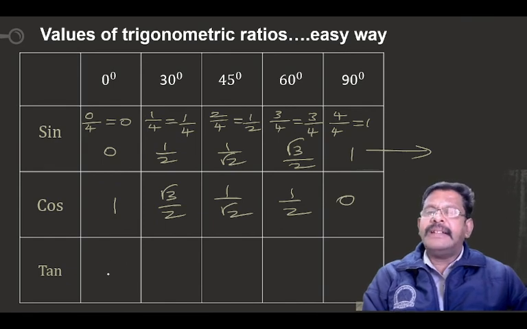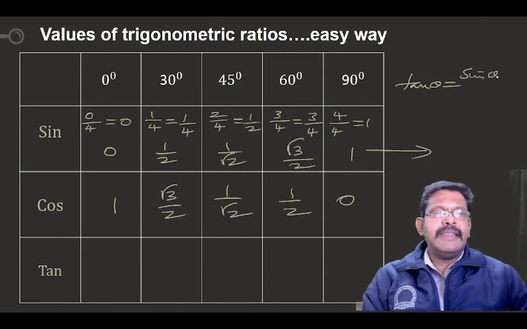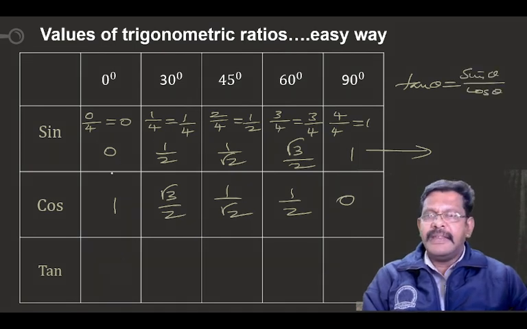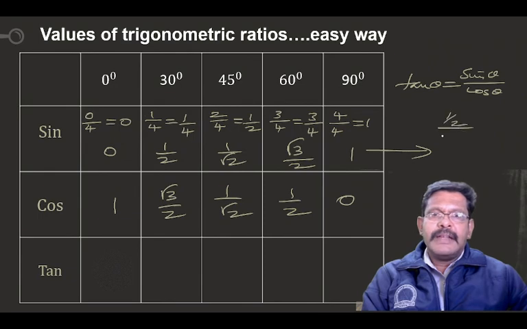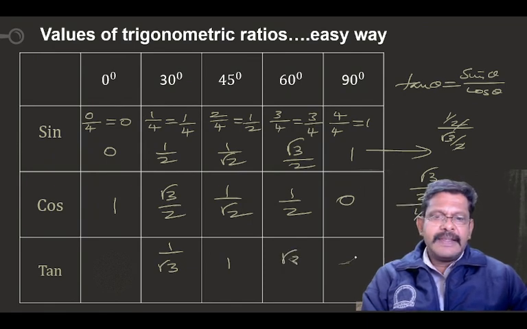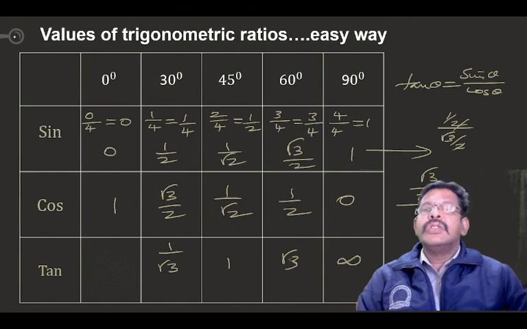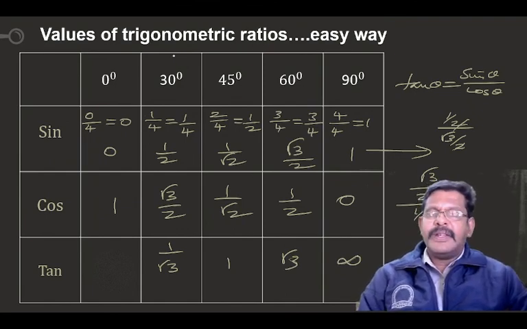Then how will I calculate tan theta? Tan theta is equal to sine theta by cos theta, so I'll divide these two. 0 by 1 is 0, and here I'm dividing 1 by 2 by root 3 by 2, it gets cancelled, so it is 1 by root 3. This is 1. Now root 3 by 2 divided by 1 by 2 is root 3, and this will give you infinity. This is how you find the values of the trigonometric ratios. So this is the easy method to remember it.